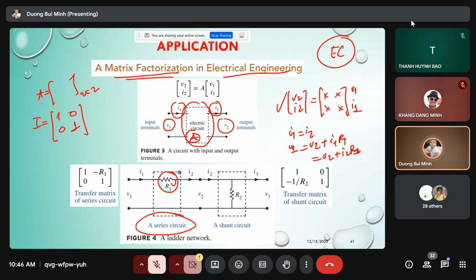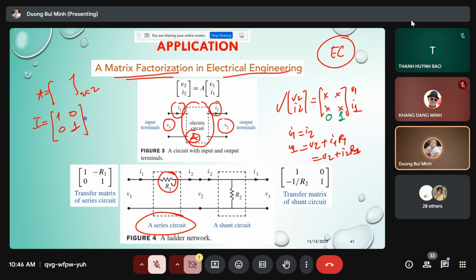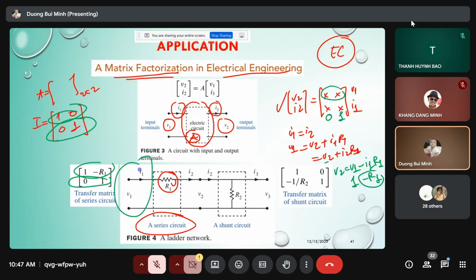So I1 is I2, so this one is 0 and this one is 1. Right? So V2 is V1 minus I1 R1. So here must be 1 and here is minus R1. So here we have the series circuit, this is input, this is output. So you can get the matrix 1, 0, minus R1, 1.